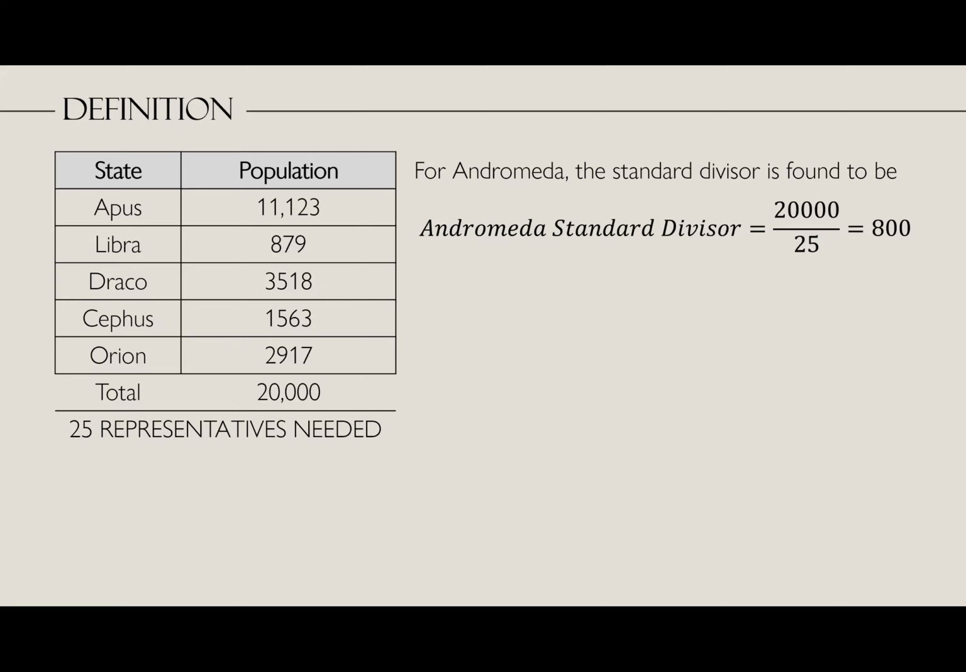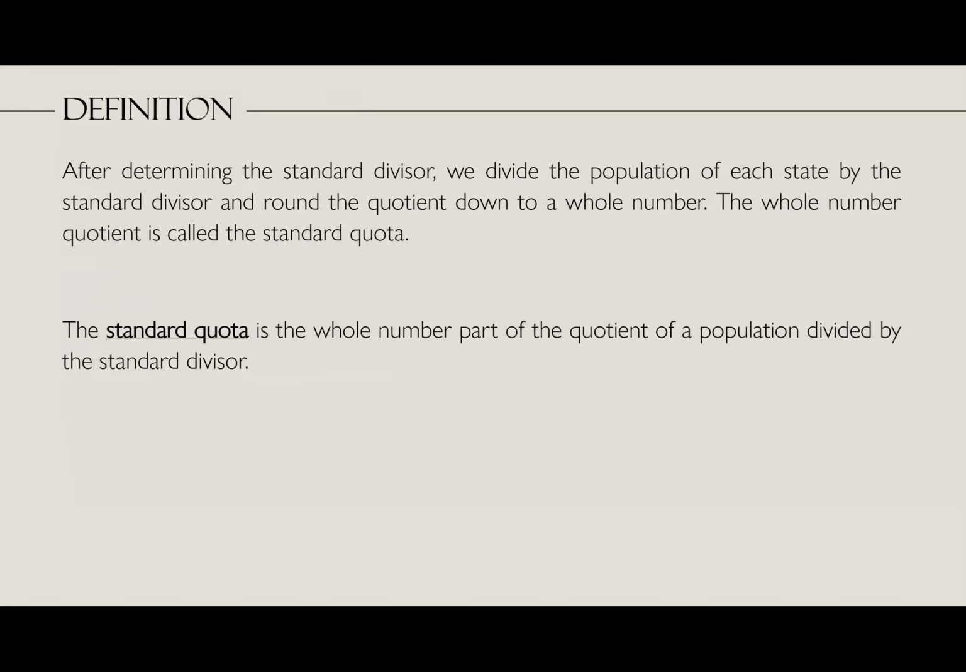What's step 2? After we get the standard divisor, we need to get what we call the standard quota. We take the population of each state, divide it by the standard divisor, and round down. We call this the standard quota.